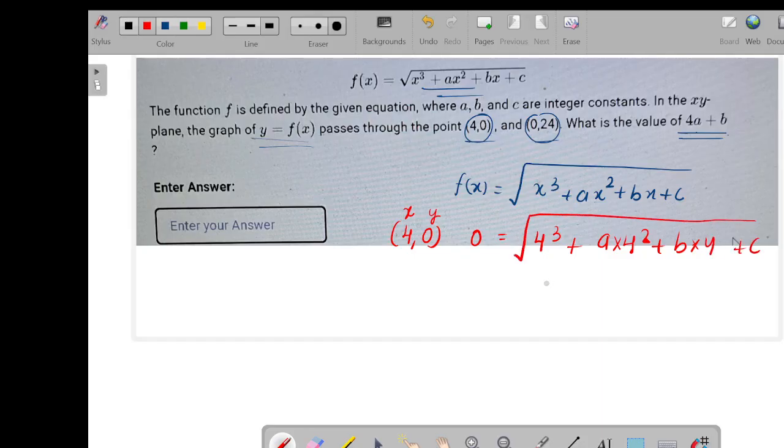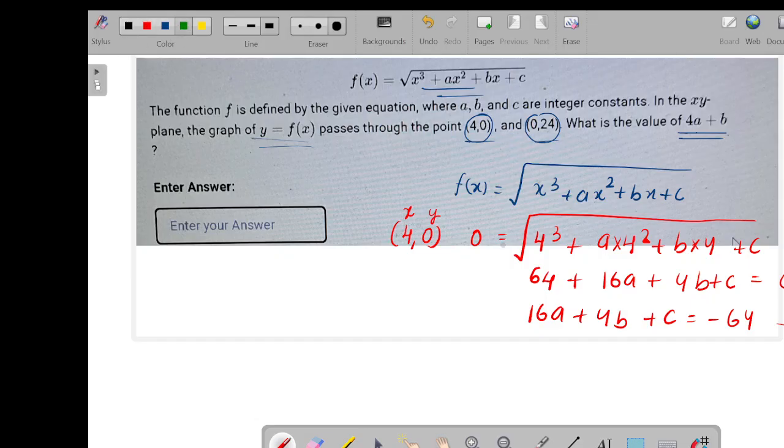Now after solving this, let me do it step by step. 4 cube is 64, plus 16a, plus 4b, plus c, equals 0. So can I write 16a plus 4b plus c equals negative 64? This is my equation 1.